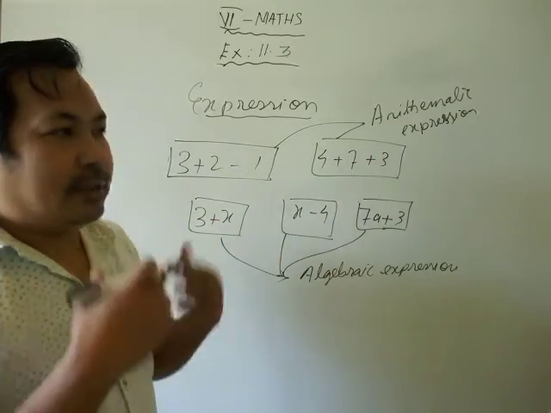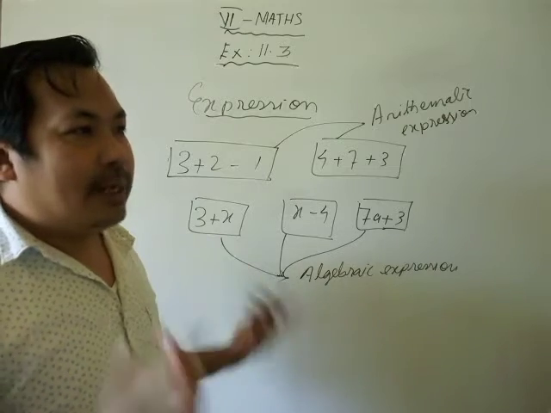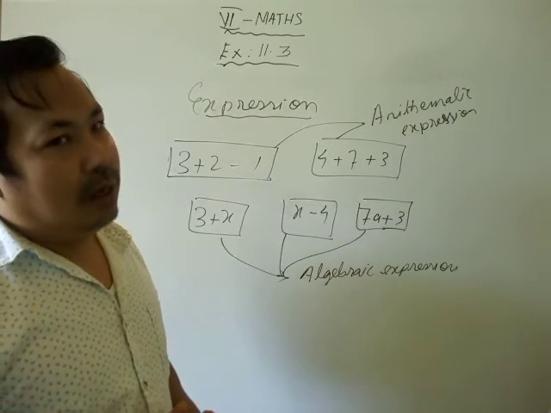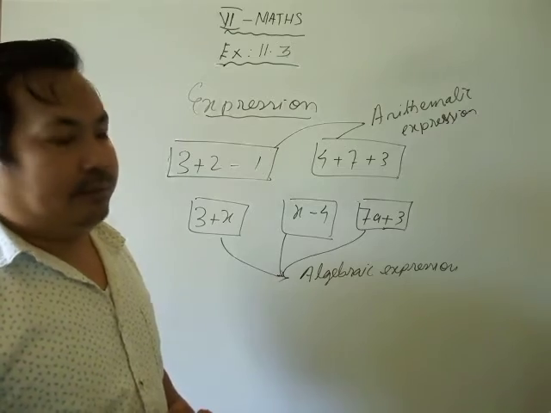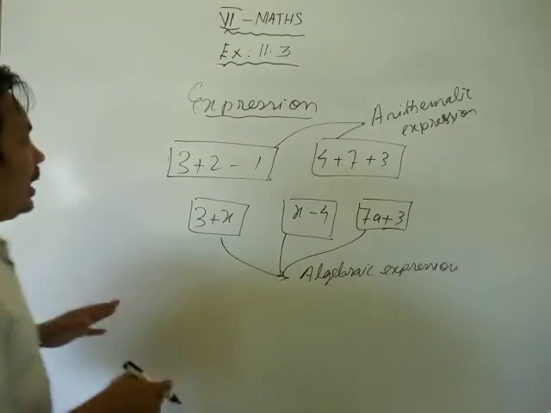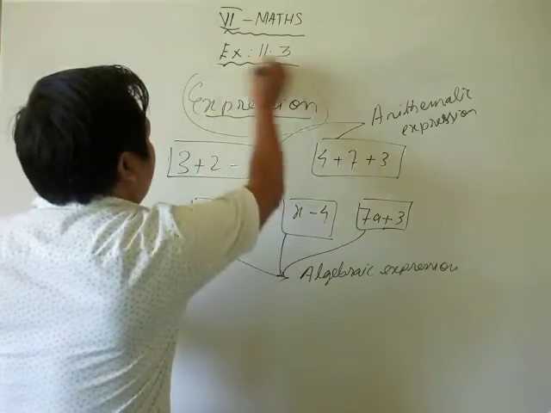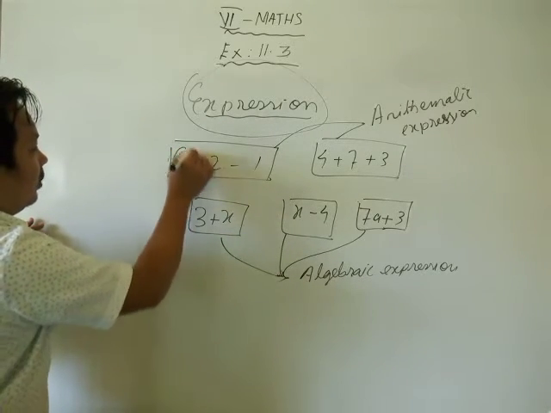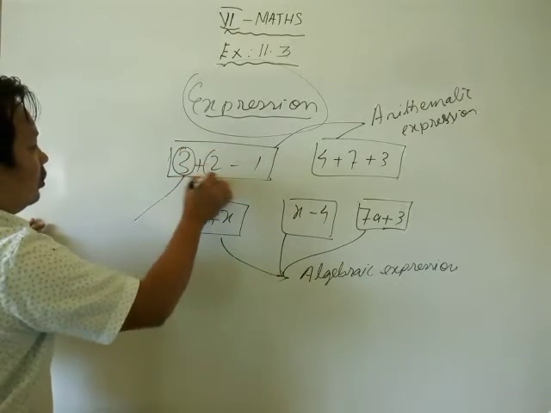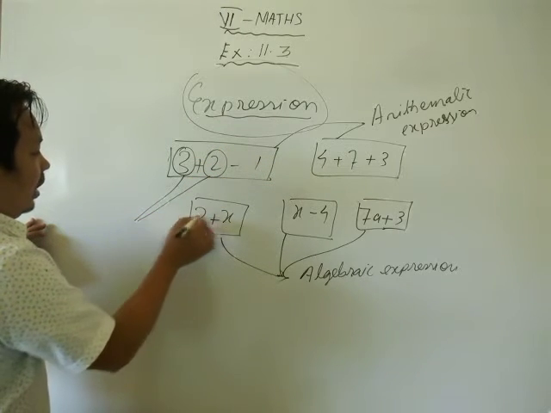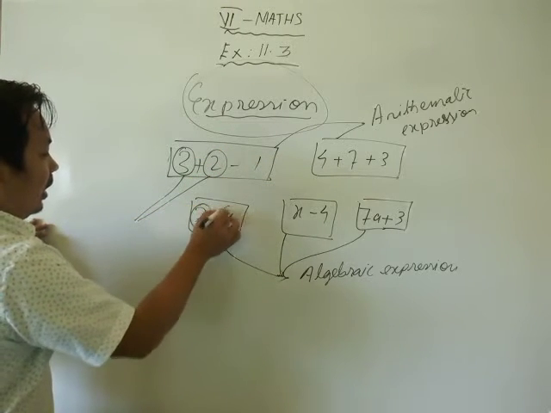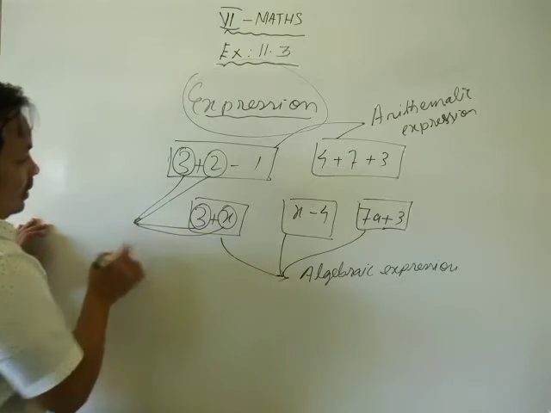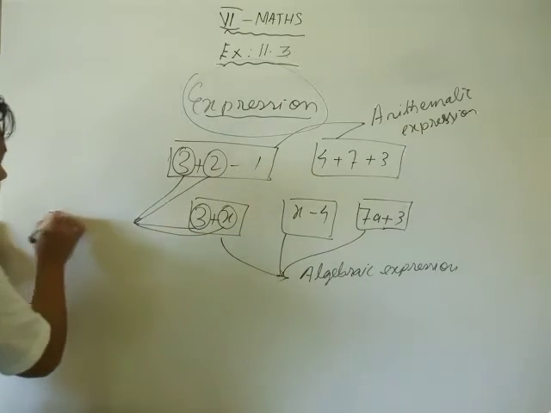What is an expression? An expression is the operations between the numbers. Now, in an expression, each of the numbers, you can see number 3 here, 2 here, again 3 here, again x here, each of them is called a term.